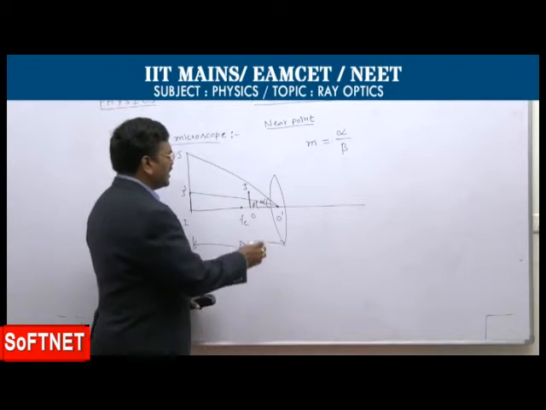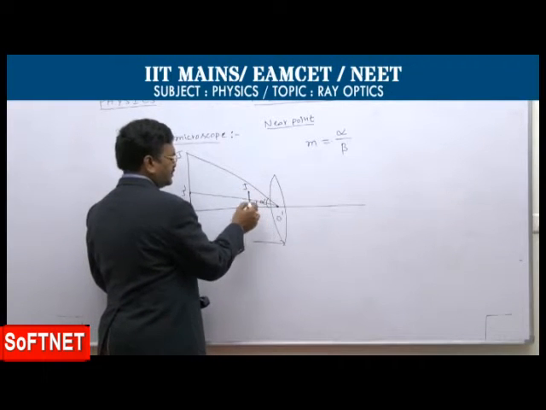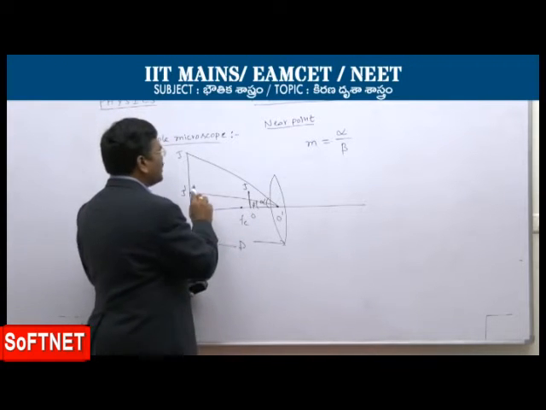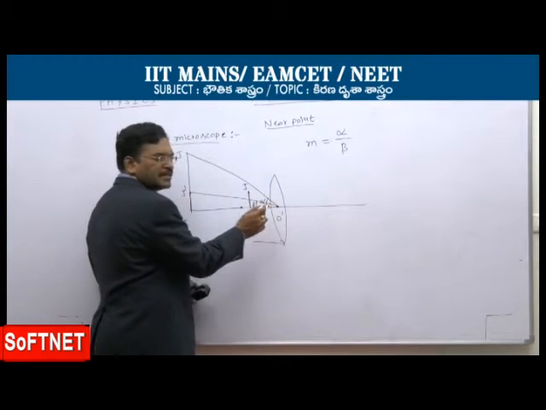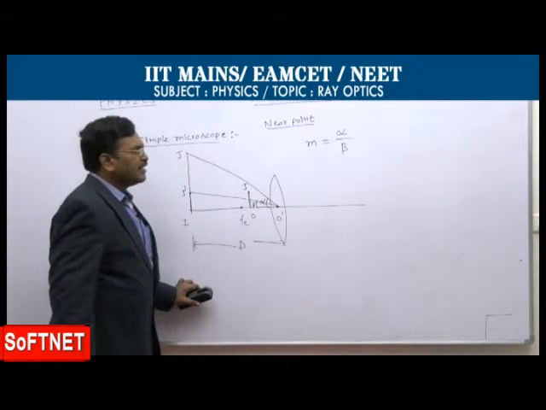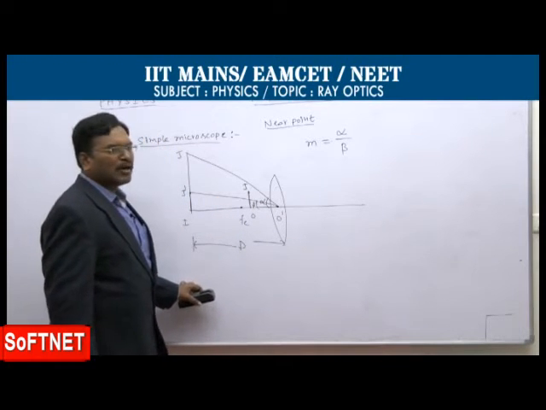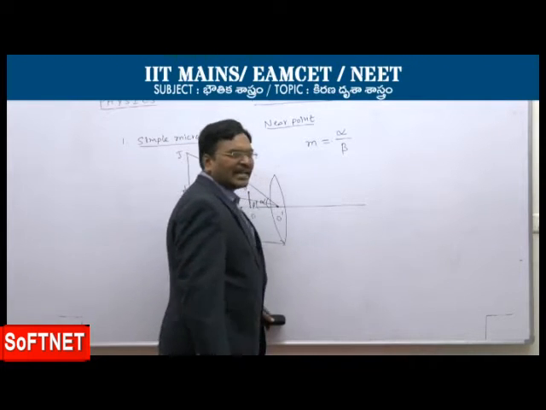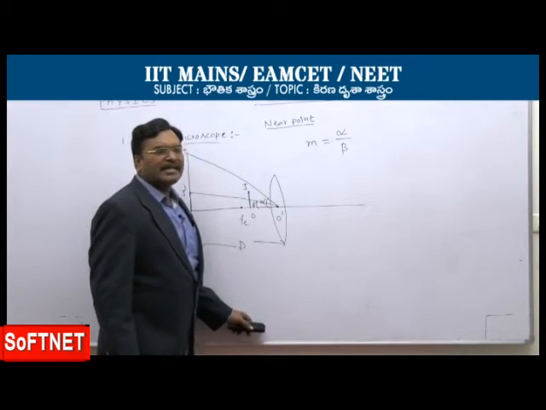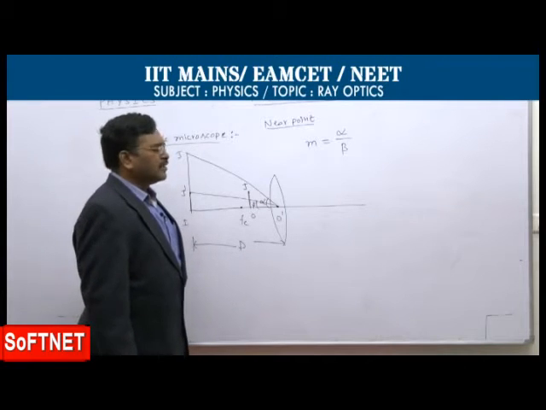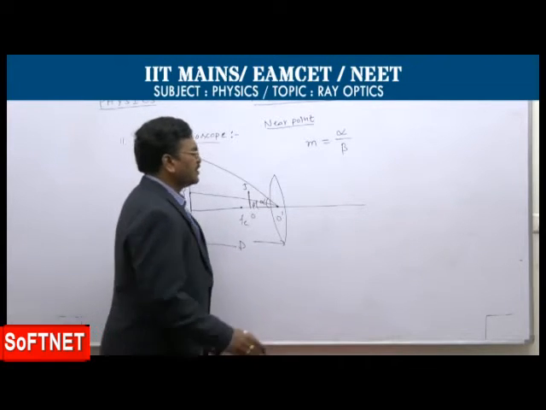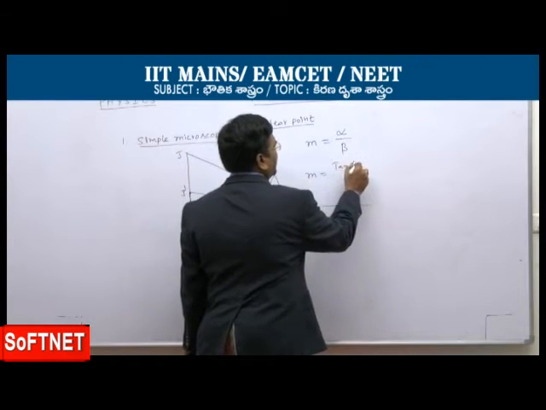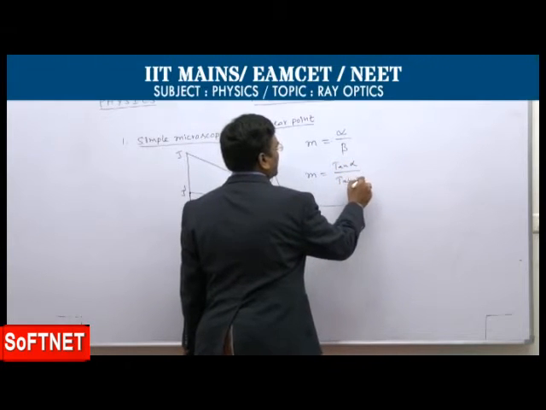Here OJ is the object and IJ is the image. The image makes an angle alpha at the optic center and the object makes an angle beta at the optic center. For small angles, tan theta is approximately equal to theta. So we write m equal to tan alpha by tan beta.